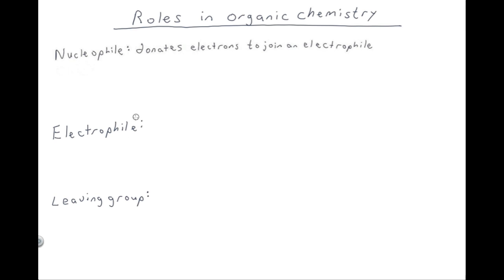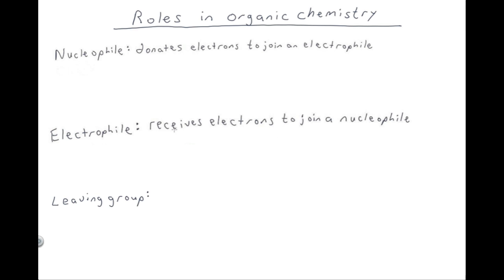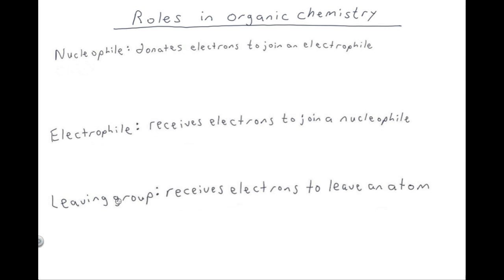Again, I hope that you're pausing the video after each question and coming up with your own answer. An electrophile receives electrons to join a nucleophile. Again, that's a 2-part definition. How would you define the term leaving group? A leaving group receives electrons to leave an atom. Again, that's a 2-part definition. These definitions are fundamental to organic chemistry. You need to have complete mastery of these ideas.